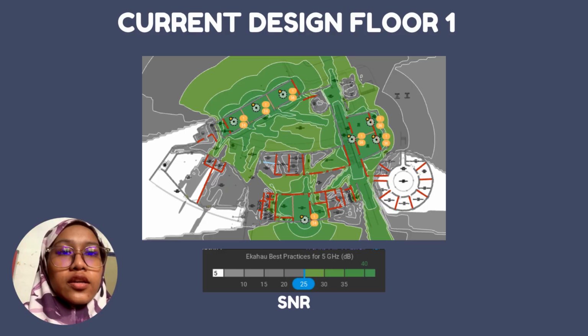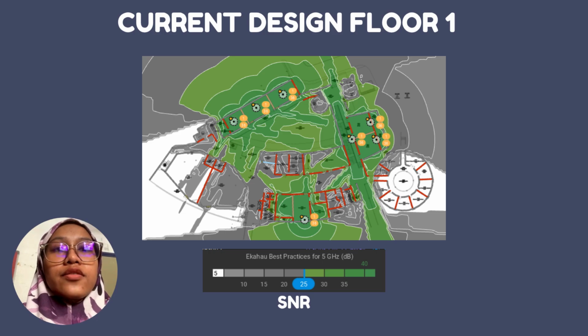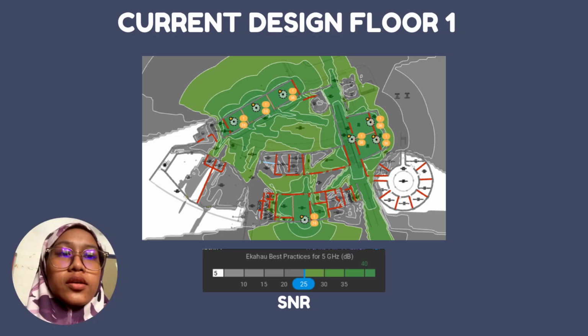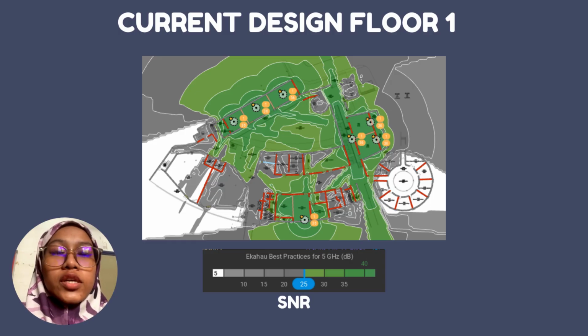As for the SNR, signal to noise follows the exact same pattern. It shows strong only in the northwest corridor and the east block, where the APs are bunched together, and effectively zero across both lecture halls and the whole circular research part. This shows that only 23% of the floor clears our 25 decibel target.